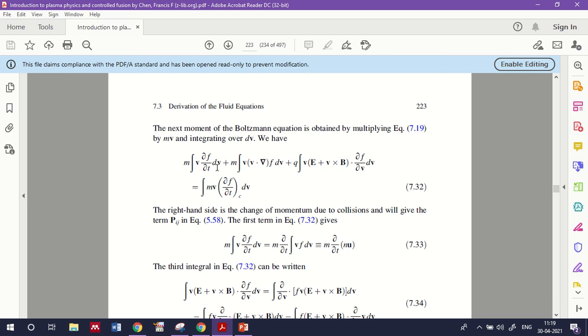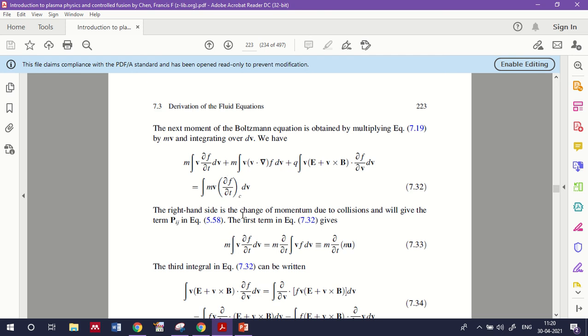plus m times the integral of v, v dot del f dv, plus q times the integral of v, E plus v cross B, dou f by dou v, which is equal to the integral of mv times dou f by dou t at collision, dv. Here m cancels when you substitute mv, and q by m was there earlier, so that also gets cancelled. Then the final form is like this.